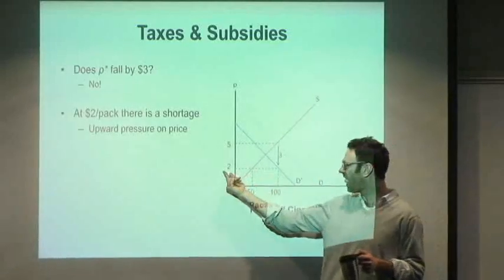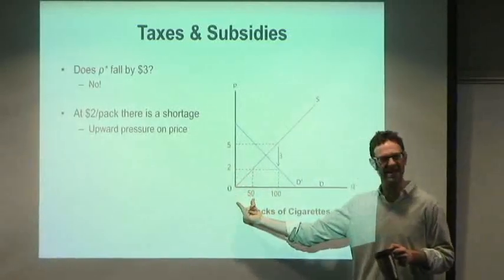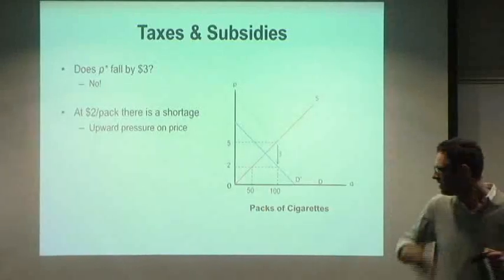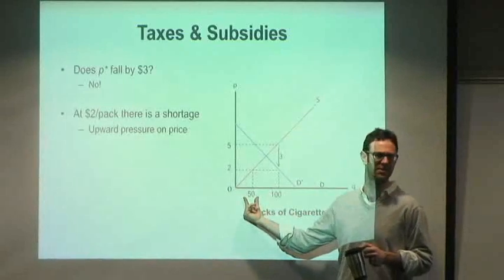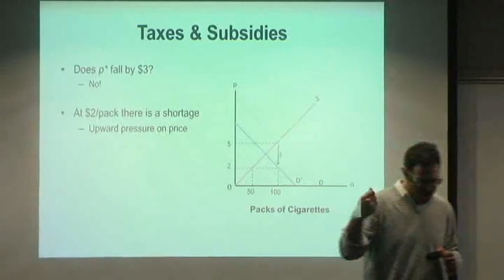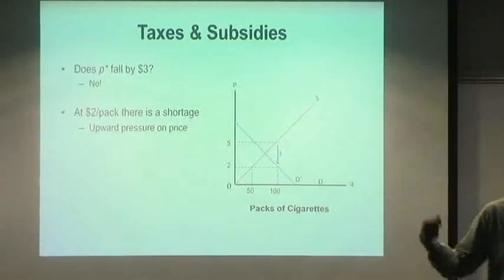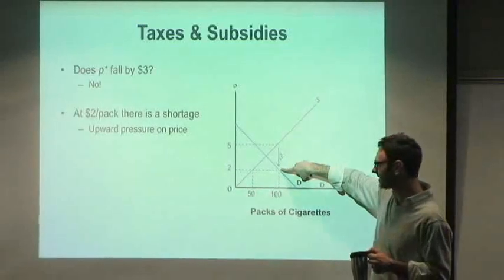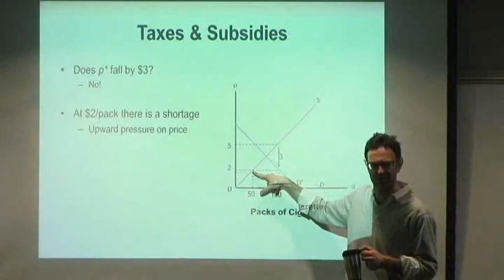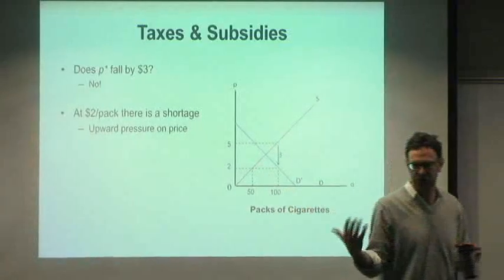Well, at a price of $2, sellers aren't so keen on selling 100 packs of cigarettes anymore. In fact, given this example, I'm going to assume that sellers are only willing to sell 50 packs of cigarettes. So if buyers are really only willing to pay $2 a pack, they're going to demand 100 packs at that price, but sellers will only be willing to sell 50. That's going to lead to a shortage.